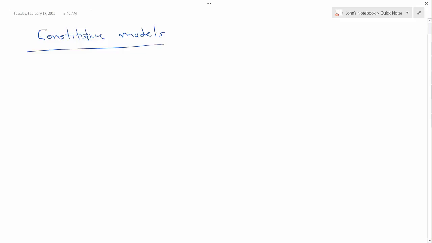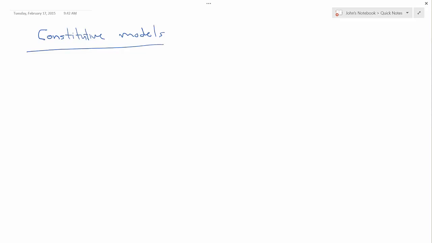So what's a constitutive model? It's some kind of proposed closure relation between two variables when we do mathematical modeling. For instance, Darcy's law is a constitutive model. It provides a relationship between pressure and fluid velocity. In terms of solid mechanics, I'm sure you know one, right?